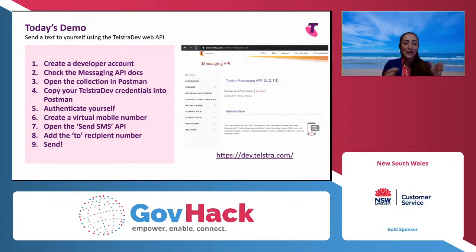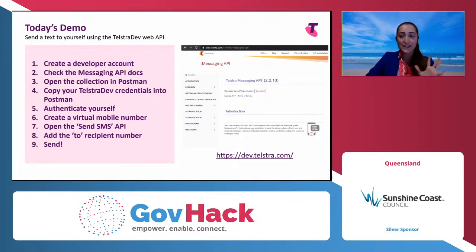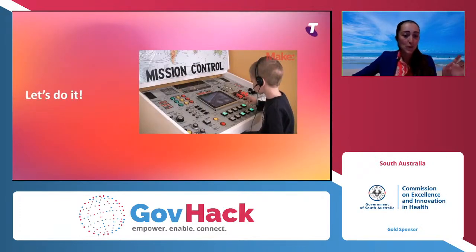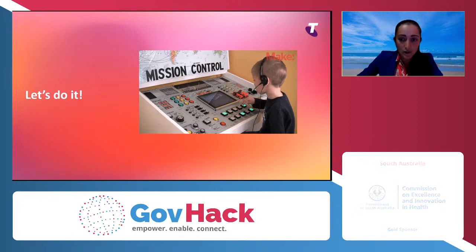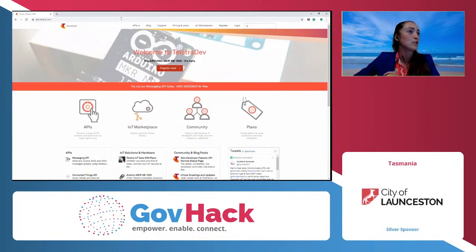We're going to open the API, add a to number, and send it. Pretty easy. I could have put that in 3 steps, but I just wanted to show you guys how simple it is to actually do this. All right, so if you've created a developer account, you can follow along with me at home. Let's get to it. All right, so I'm going to open up there. There we go. We're on the TelstraDev website, dev.telstra.com. You need to go in and register.